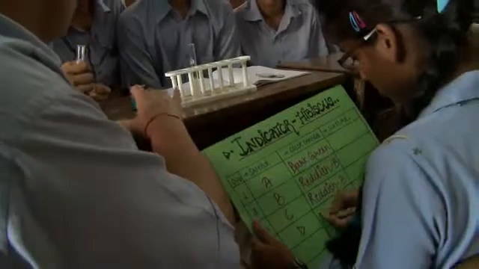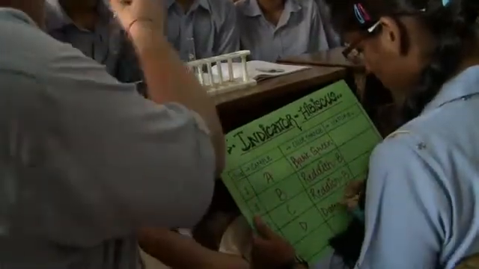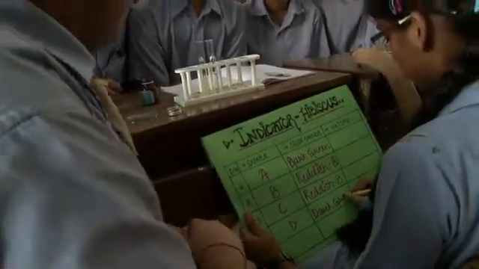So, what was sample D? We see it has turned dark green, so it must be basic.